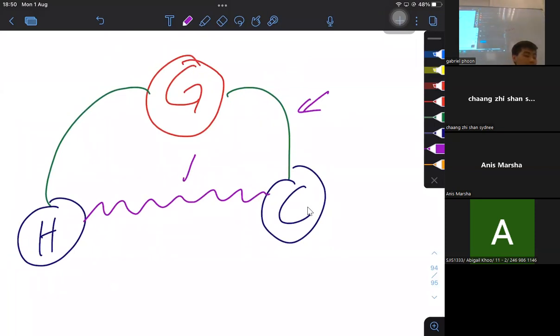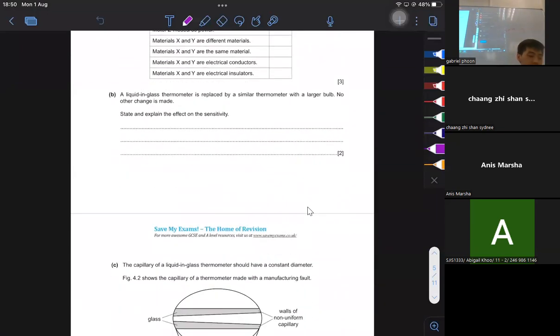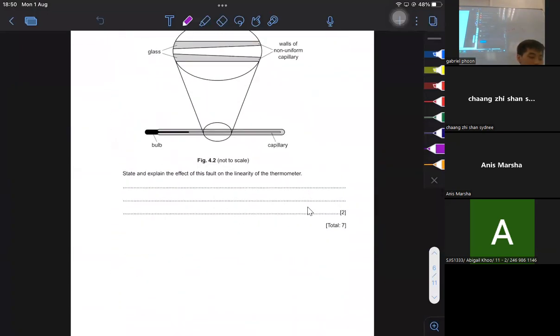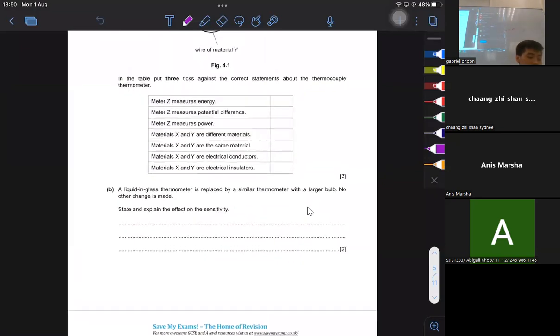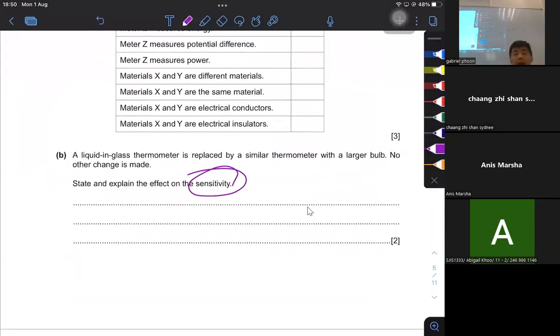Very, very important, right? But in this question, they don't ask extensively on this thing. Then after that, I also want to state what is meant by sensitivity and what is meant by linearity.